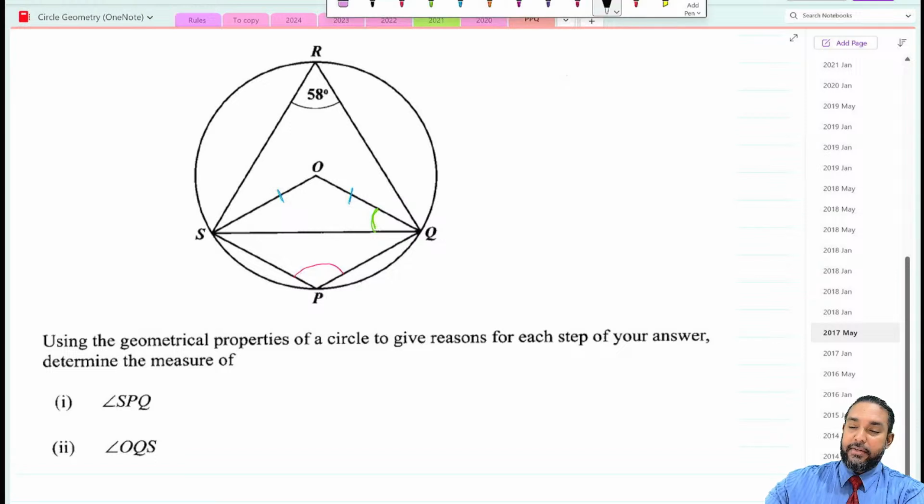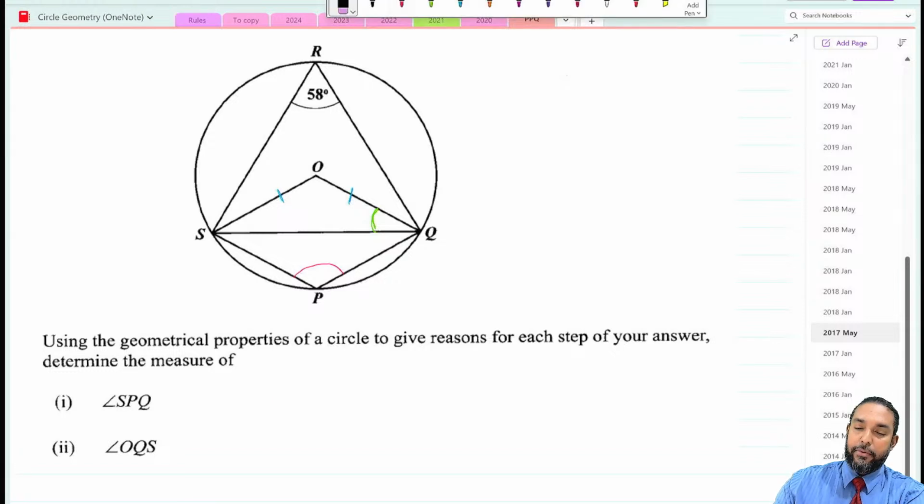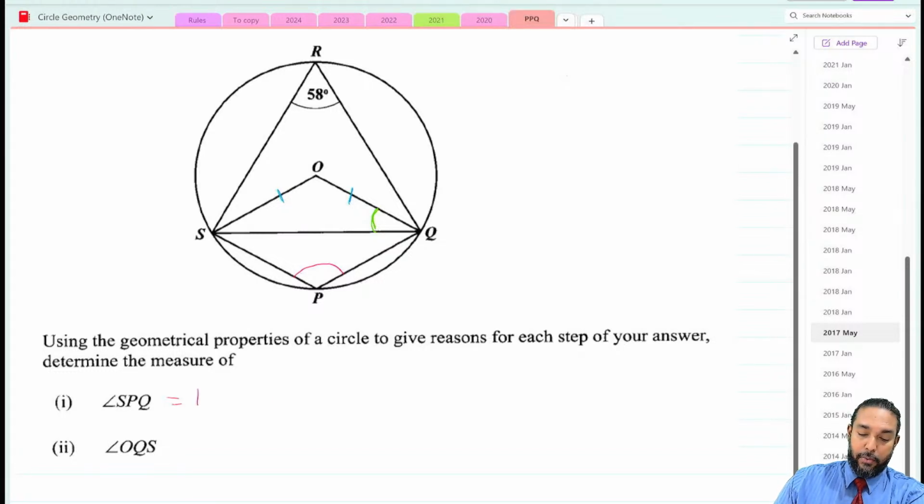Right. So, like I said, if you blank out this triangle in the middle here, we see the cyclic quadrilateral, yeah? And the opposite angles are supplementary, which means that to find the pink angle, all we have to do is subtract 58 from 180 degrees, right? I won't bother to write the rule. So that's 122.